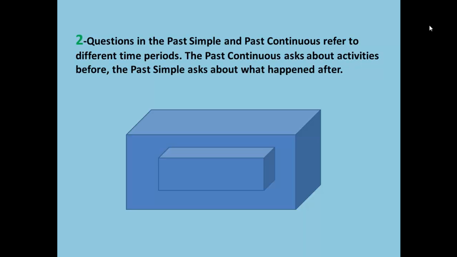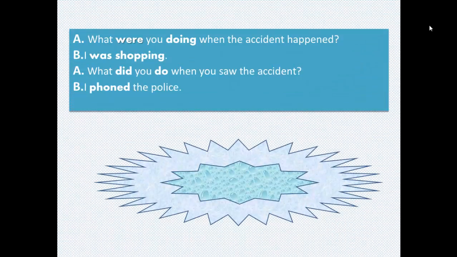What were you doing when the accident happened? I was shopping. What did you do when you saw the accident? I phoned the police. Here, in the past simple and in the past continuous, questions refer to different time periods. As we have said, the past continuous asks about activities before. The past simple asks about what happened after.